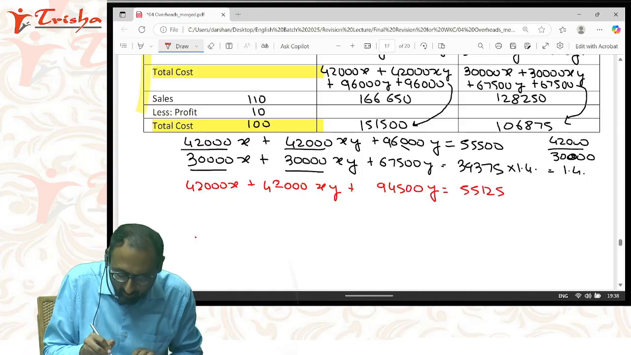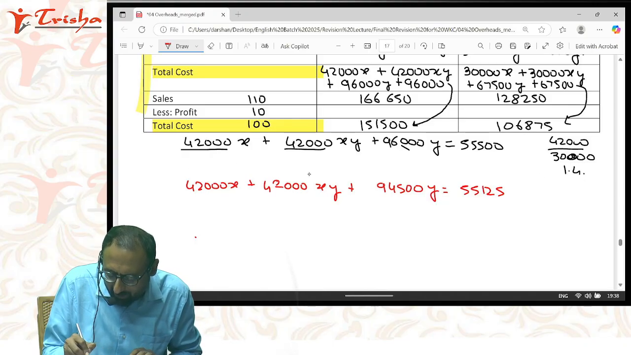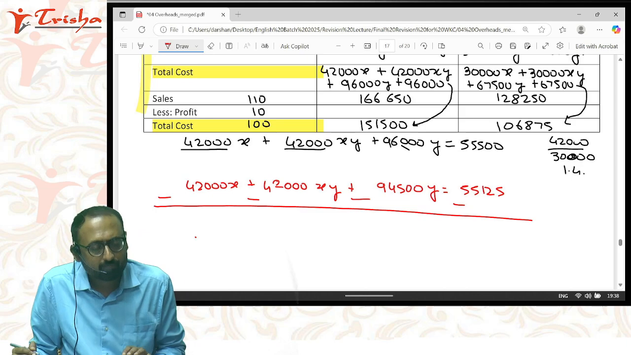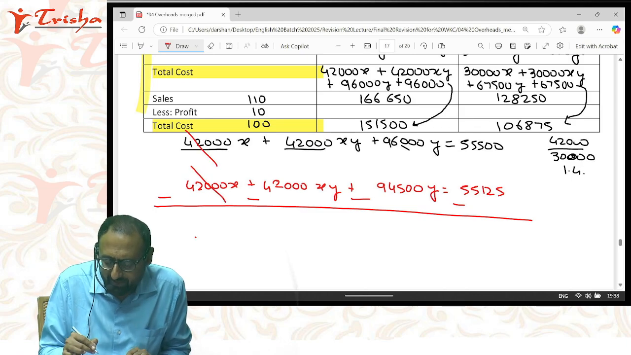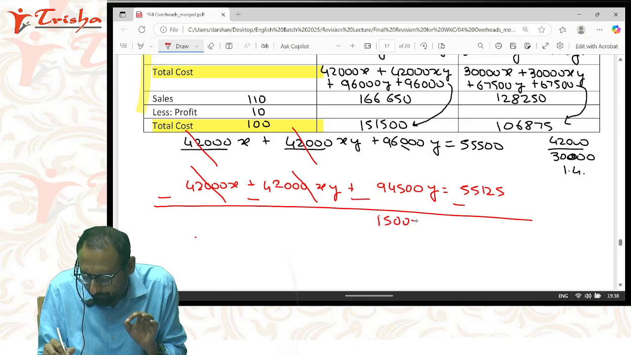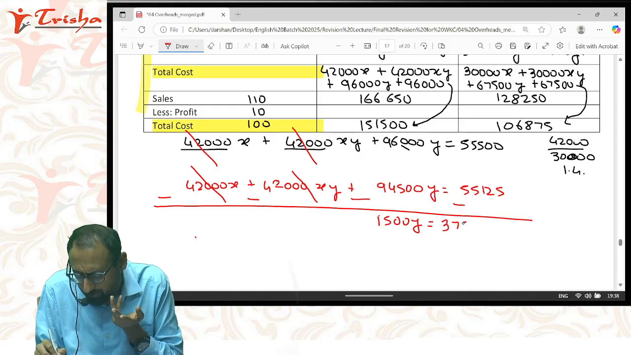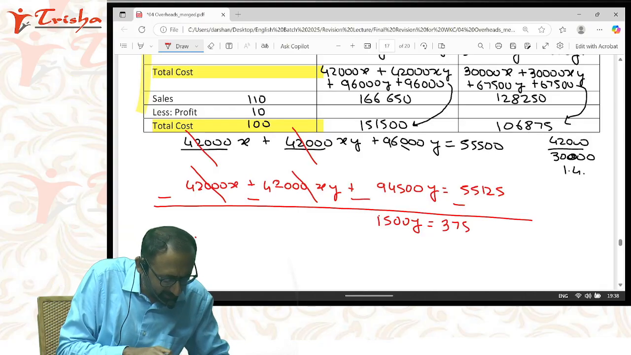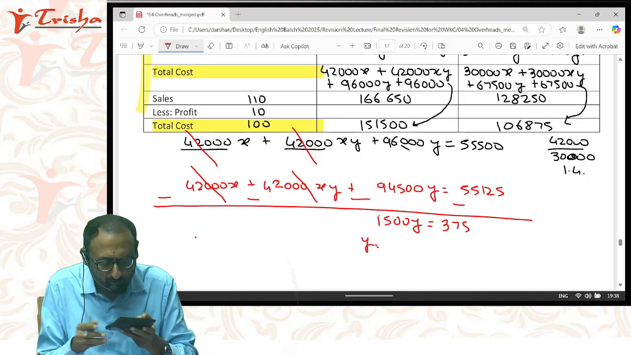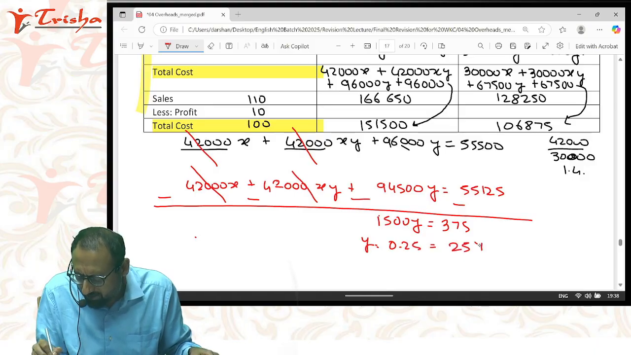Right? Now, sir, I will equate the first and this third equation, subtracting. 42,000x, 42,000x cancel. XY, XY cancel. You will get only 1,500. Why? 1,500 is equal to 375, because 55,500 minus 55,125 is 375. Therefore, y value is equal to 375 divided by 1500. Sir, is it 0.25? That is 25%.